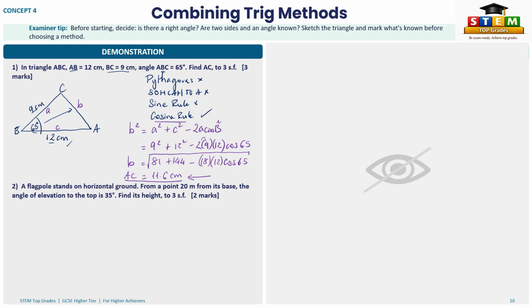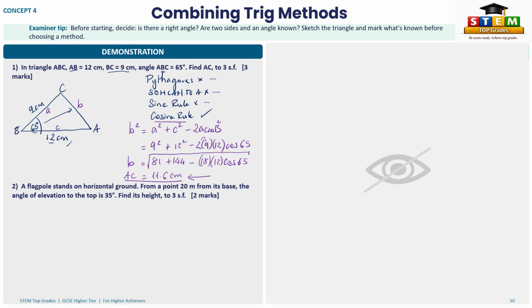So you can see from this question, we tried all the different concepts. Pythagoras didn't work, SOHCAHTOA didn't work, sine rule didn't work. Now we got cosine rule. So it's just like trying to see which tool is going to be best for this job.